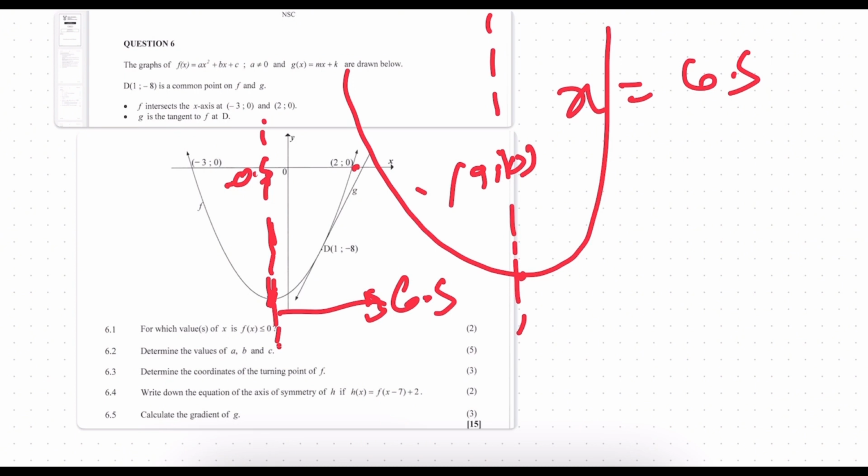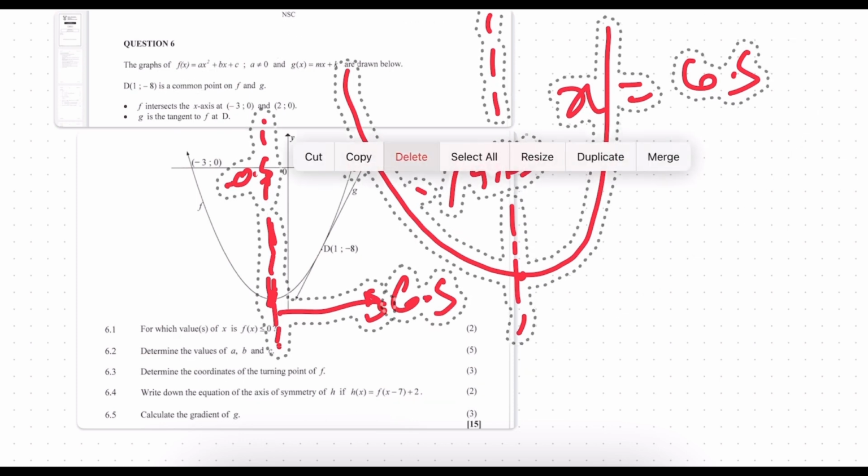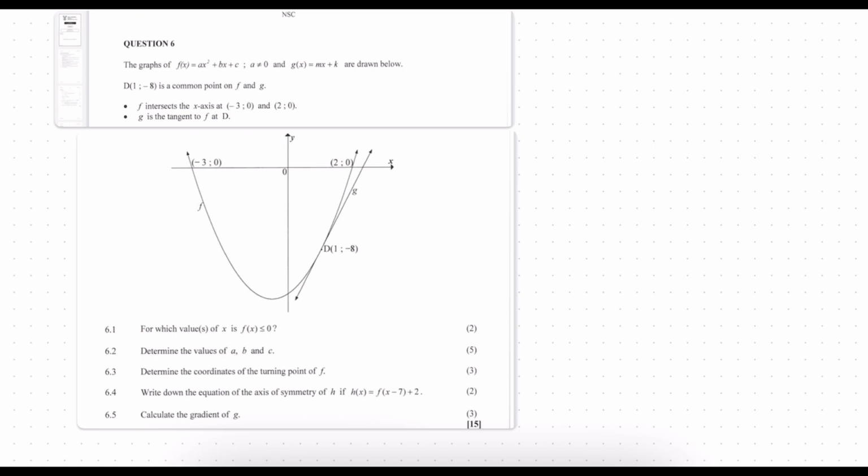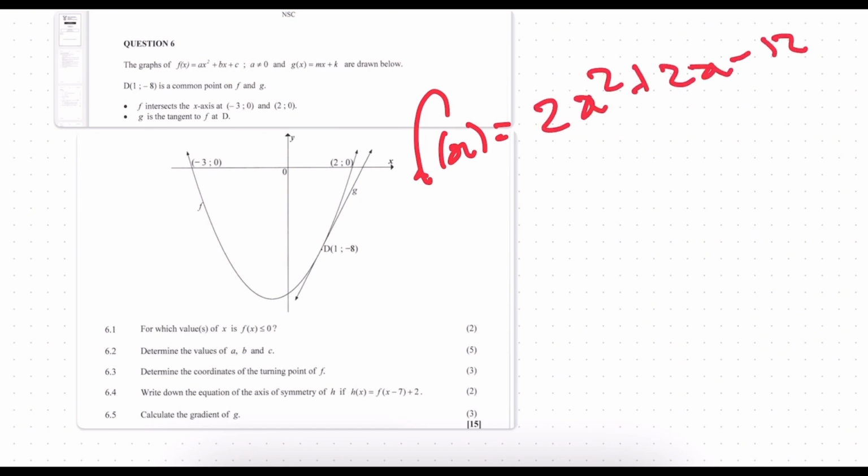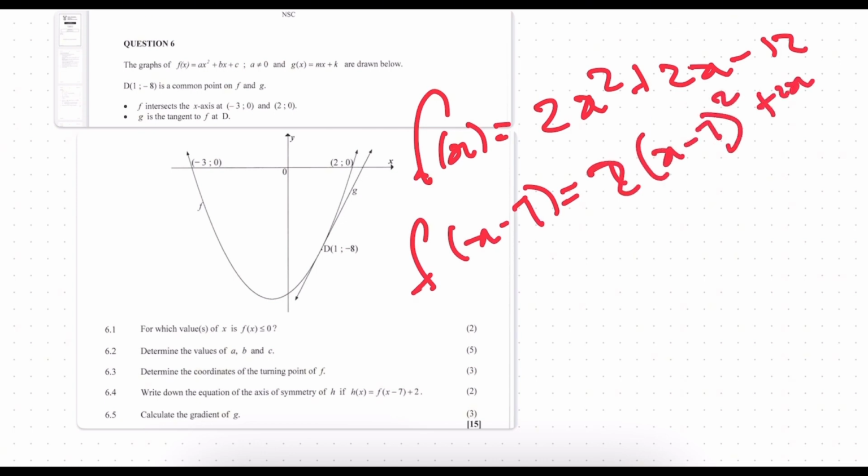But if you are not sure, what you need to do is, but that's a longer route. That's a very, very long route. You can literally say, I know my f at x is equal to, but that's very long, not wrong. x squared plus 2x minus 12, right? Then what is f at x minus 7? It will be equal to 2 into x minus 7 squared plus 2x. Oh, sorry. Plus 2 into x minus 7 minus 12, right?